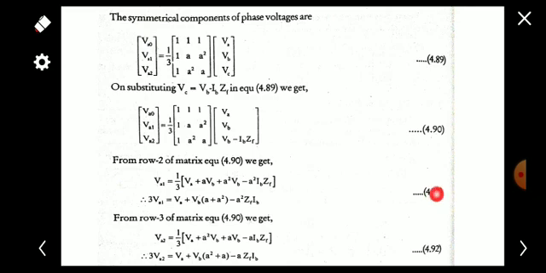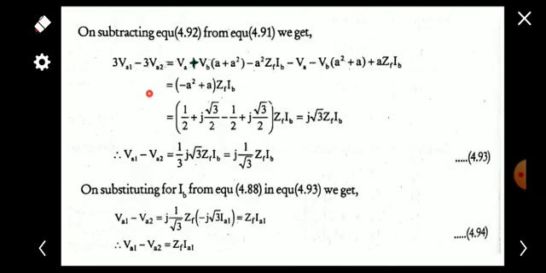Consider these two equations, 4.91 and 4.92. Subtracting equation 4.92 from 4.91, we can write 3 VA1 minus 3 VA2 is equal to, just substituting the equations for 3 VA1 and 3 VA2, the VA and VB terms will cancel each other, and we will get minus A square plus A into ZF into IB. Instead of minus A square, we can write 1 by 2 plus J root 3 by 2, and plus A means minus 1 by 2 plus J root 3 by 2. So the 1 by 2 cancels, and in the bracket we get J 2 root 3 by 2, so the 2 cancels, and we get J into root 3 ZF into IB.